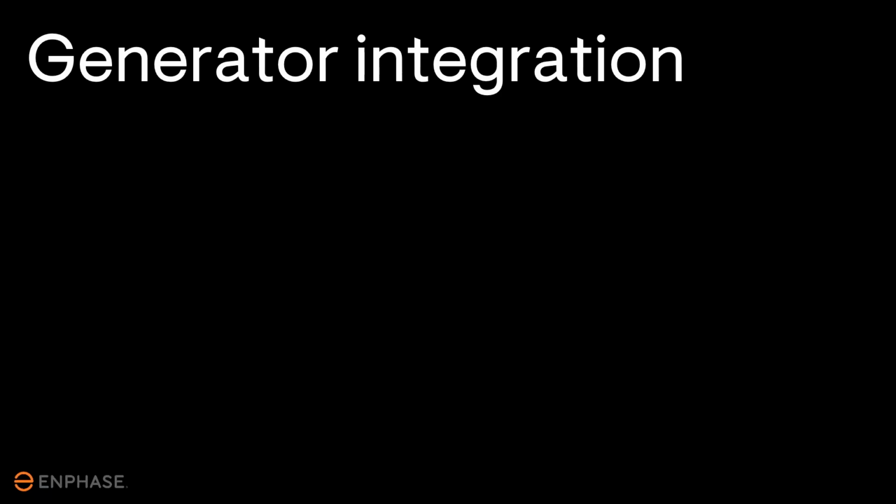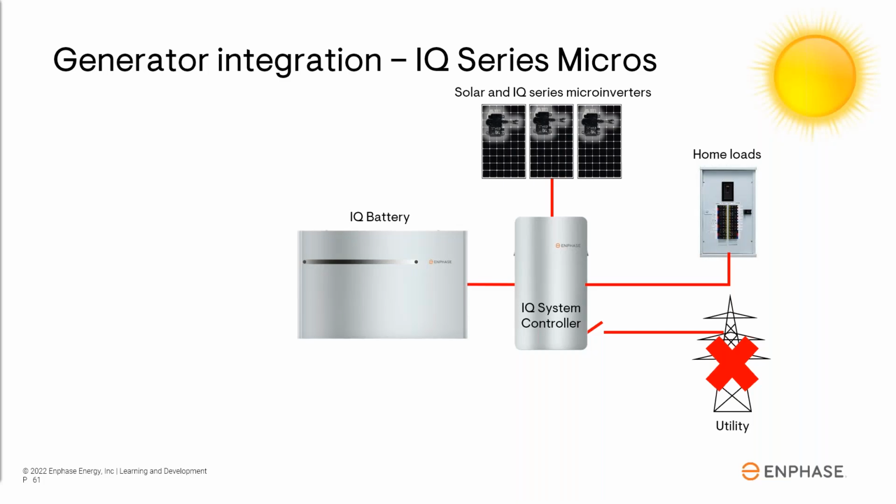Now, just a couple slides here, actually one slide about generator integration, then we'll open it up to the Q&A. So what's special about Enphase's approach to generator integration is that it eliminates the external transfer switch. There's no transfer switch with our system. The generator is actually tied directly into the IQ system controller. During a grid outage, the generator, battery, and solar can all operate simultaneously.